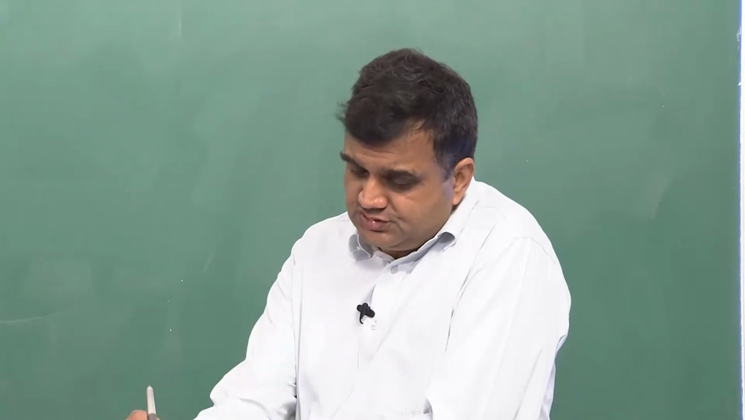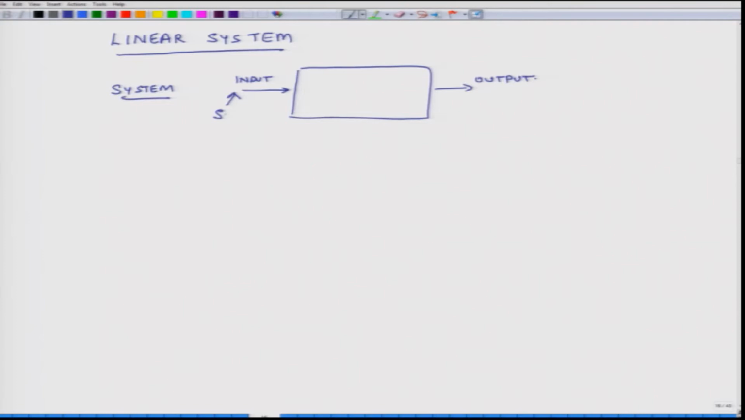So, input relates to the stimulus. How am I exciting or stimulating the system? That is what input is all about, and output is about response. How is the system responding or behaving in presence of that stimulus? So, this is any system, this is not a linear system or anything like that, it could be a linear system or it could be a non-linear system.